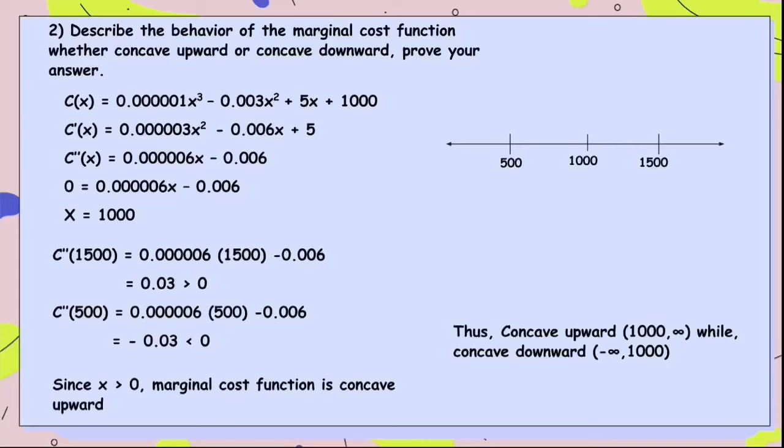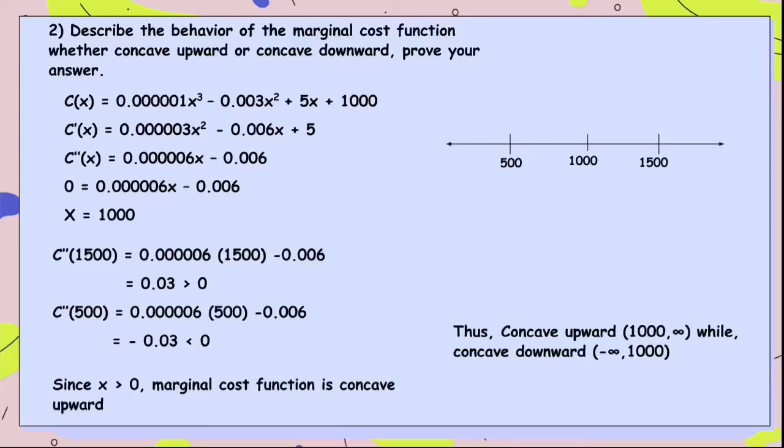As we can see from the graph as well, the right side will be positive while the left side will be negative. We can choose any numbers above and below 1000. For example, I choose 1500, which is above 1000, and I choose 500, below 1000. After that, we substitute 1500 into the function and we will get 0.03, which is more than 0, and substitute 500 and we will get negative 0.03, which is less than 0.